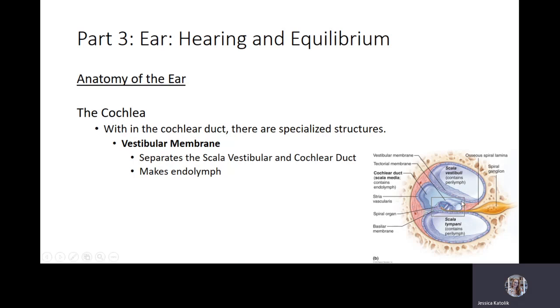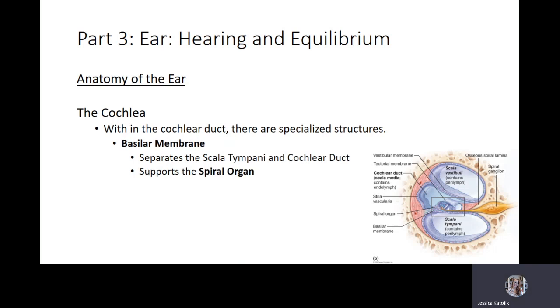So there are going to be specialized structures that are important for the cochlear duct and allowing us to hear the sound waves. There's a membrane that separates the scala vestibuli and the cochlear duct. We call this the vestibular membrane. This will be important because the pressure waves can actually vibrate and travel through the scala vestibuli into the cochlear duct using this membrane.